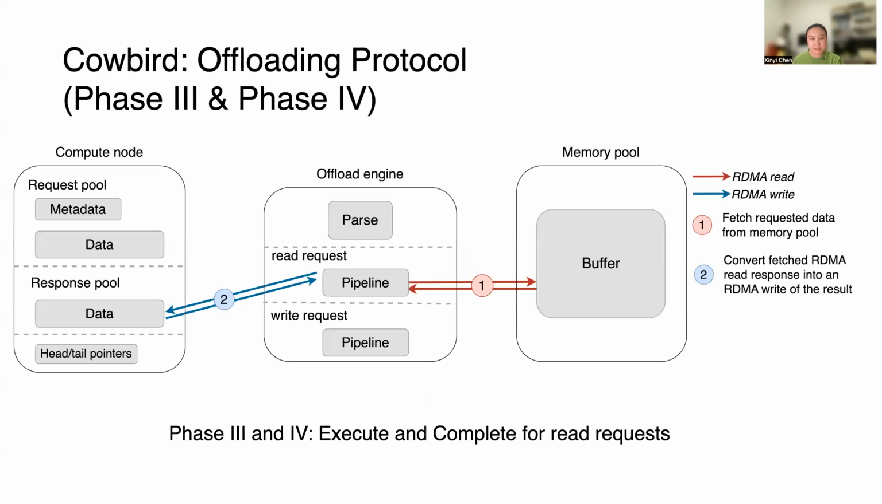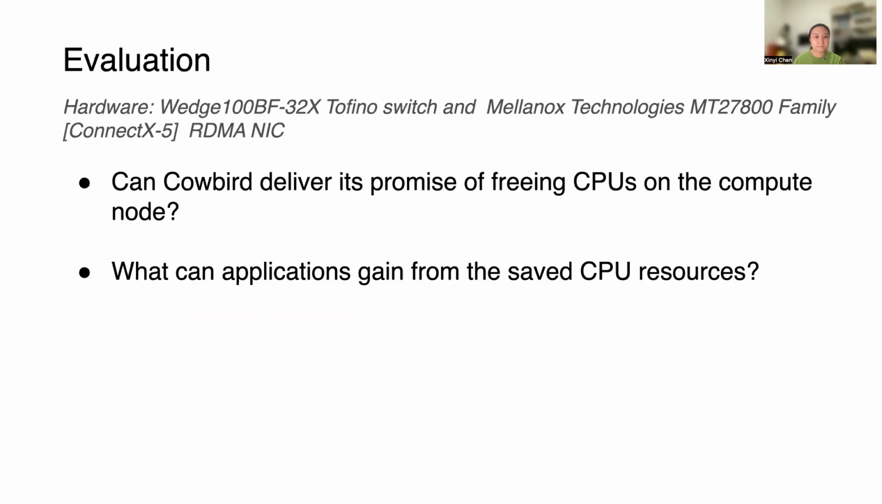We convert the RDMA read response from step 1 into an RDMA write packet to write the data back to the compute node. Then in the third step, the RNIC will return an RDMA ACK as the response to the previous RDMA packet in step 2. We also recycle it and convert it into an RDMA write to update the tail pointer of the response buffer.